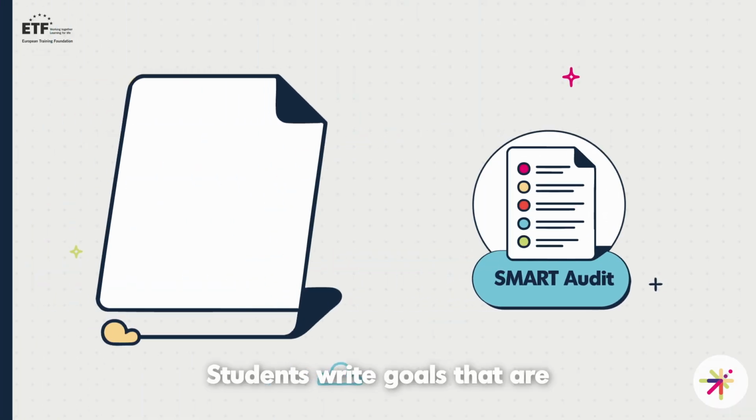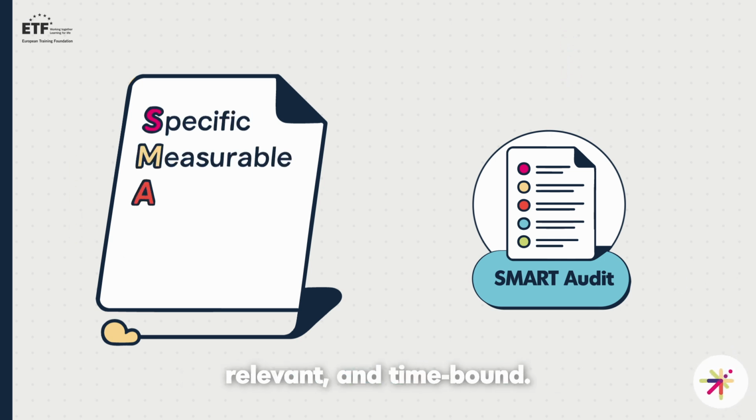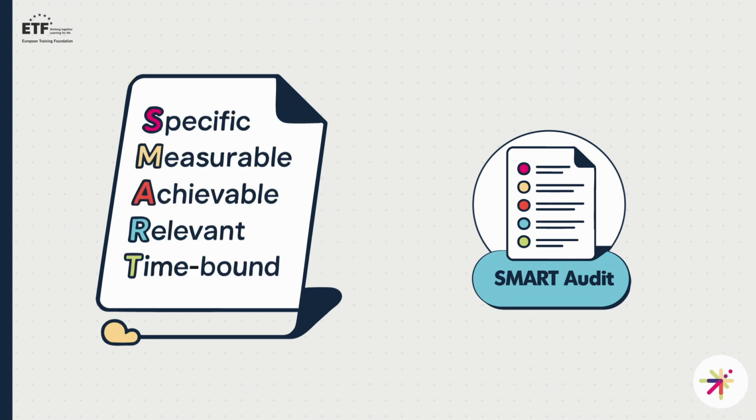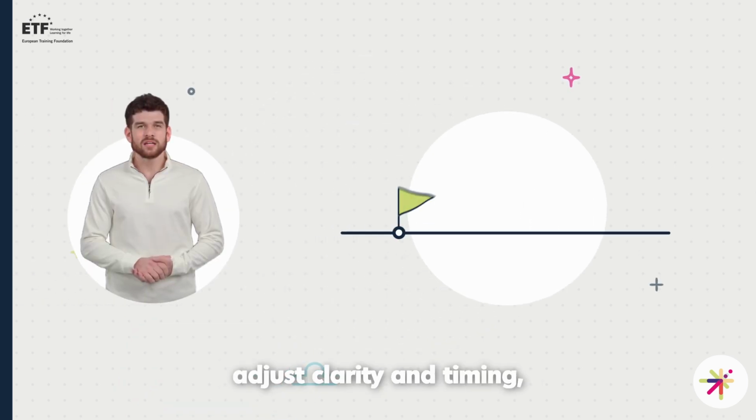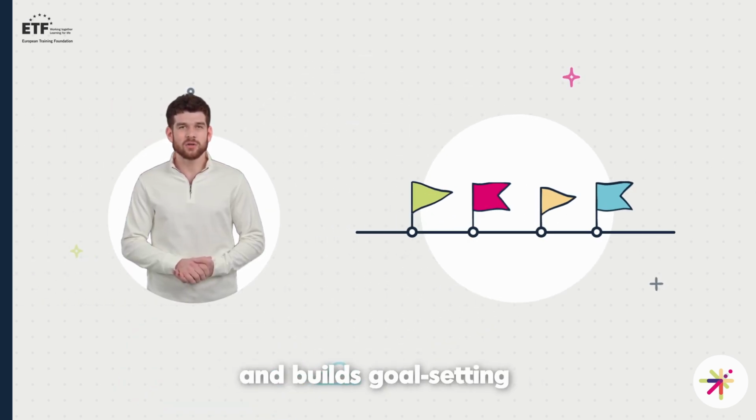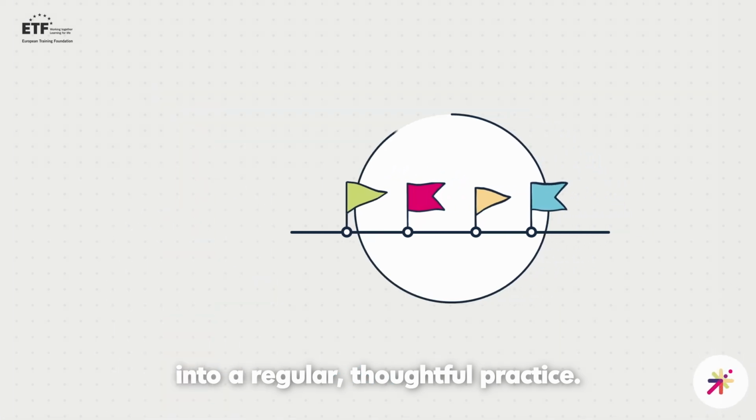Students write goals that are specific, measurable, achievable, relevant, and time-bound. This process helps students adjust clarity and timing, and builds goal setting into a regular, thoughtful practice.